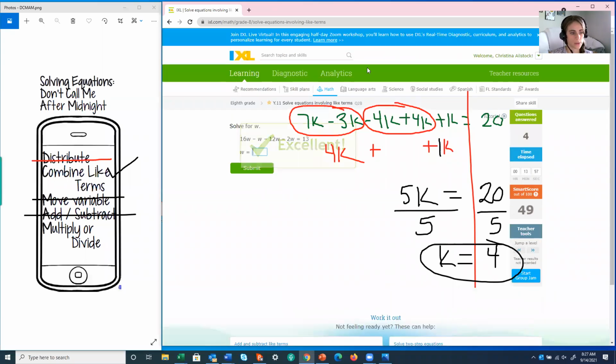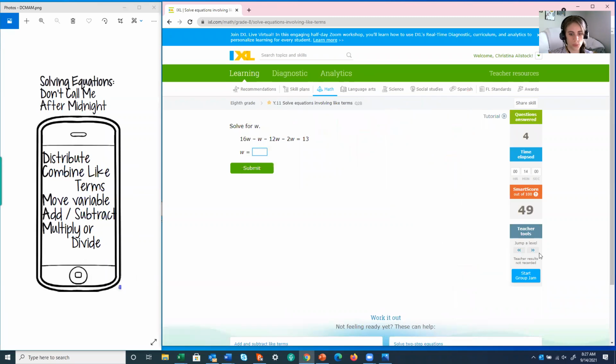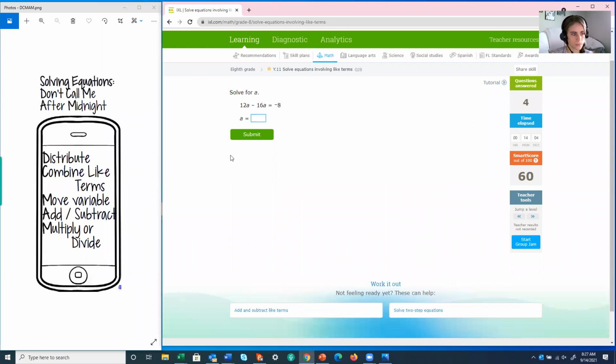All right, let's go ahead and try one more problem. Let's jump up a level here. All right, and it looks like when we jump up that level, we're going to get some positive and negative numbers. All right, this will be our final one. So let's rewrite it out here. 12a minus 16a equals a negative 8.